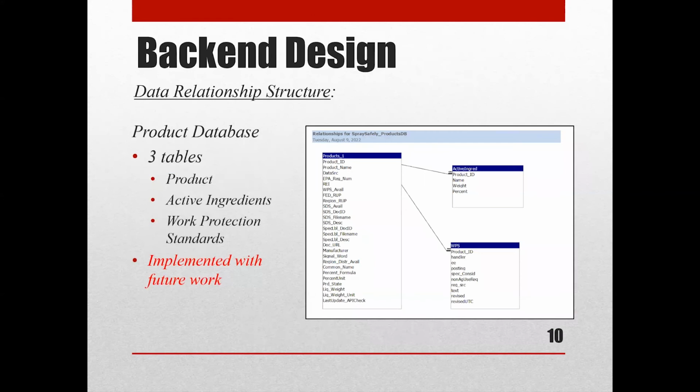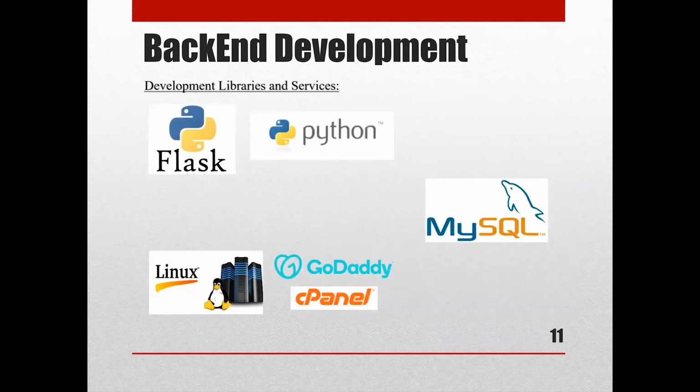A third database has been designed, which is the product database. It consists of the product, the information pertaining to that product, an active ingredients table with the information pertaining to the active ingredients of a specific product, and the worker protections table, which consists of the information pertaining to a specific product. This information will be acquired from the product information acquisition service and stored in this database.